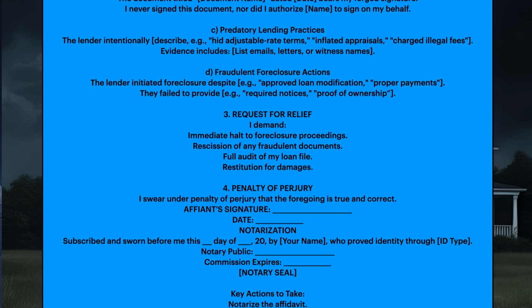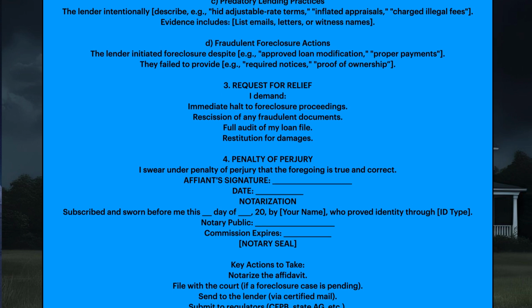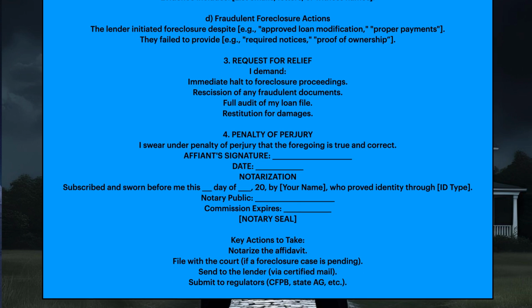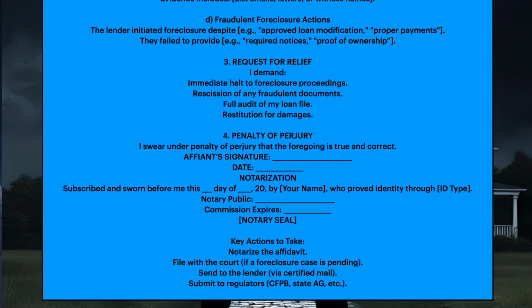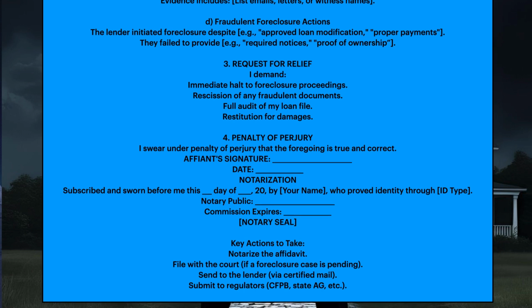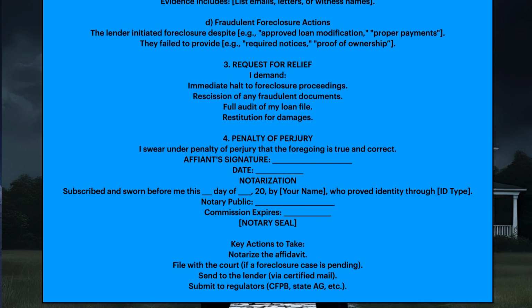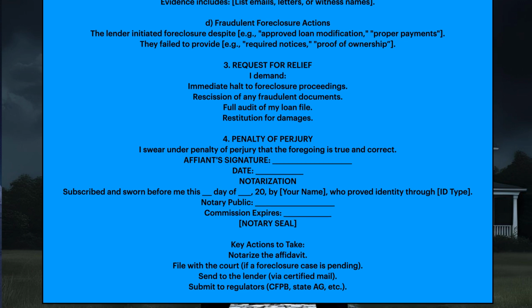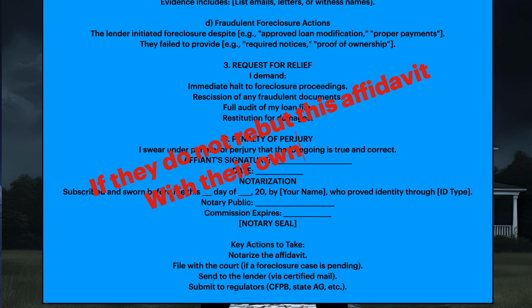Request for relief: immediate halt to foreclosure proceedings, rescission of any fraudulent documents, a full audit of my loan file, restitution for damages. Have it notarized, have it recorded. File it with the court. If a foreclosure case is pending, send it to the lender via certified mail, return receipt requested, and submit it to the regulators, the Consumer Financial Protection Bureau.